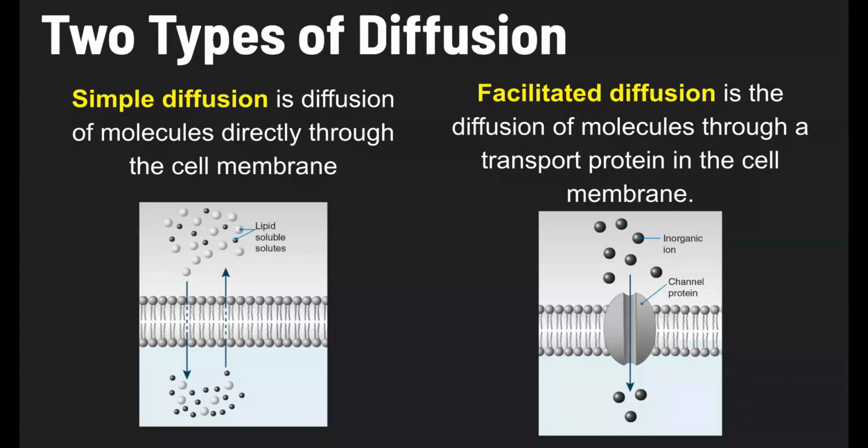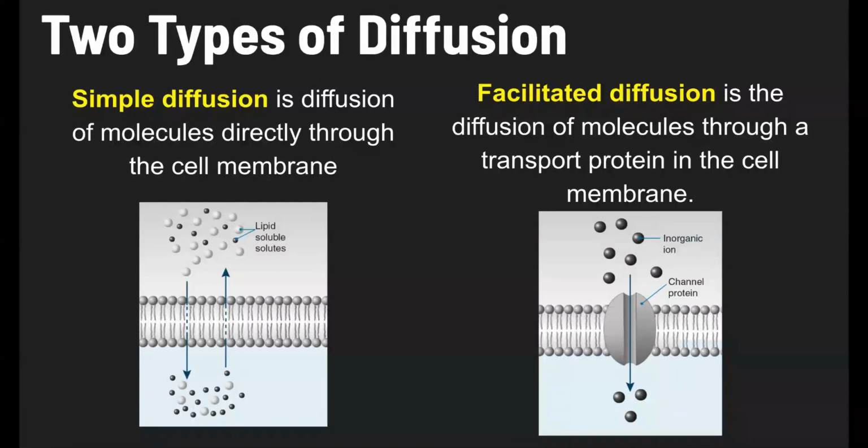Here's the difference, though. With simple diffusion, molecules can pass directly through the cell membrane. And the reason they're able to do that is because they're small enough to pass through the membrane. But for very large molecules to get through the membrane, they need a transport protein. So when the cell has molecules pass through from one side to the other through a transport protein, and those molecules move from an area of high concentration to an area of low concentration, that's what we call facilitated diffusion. So the main difference is whether you have this transport protein or not.